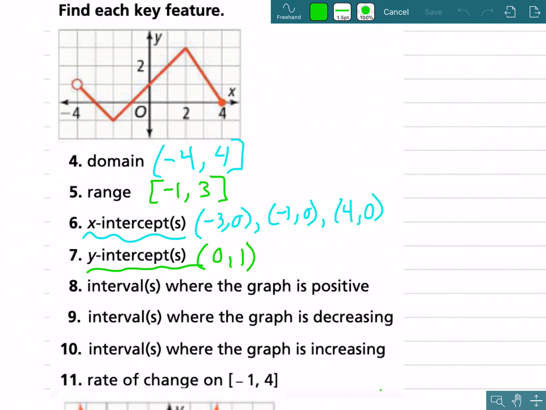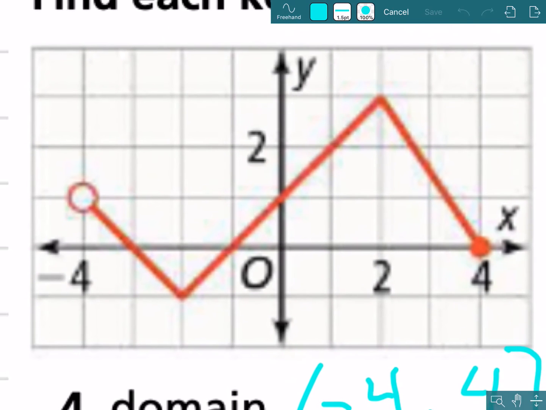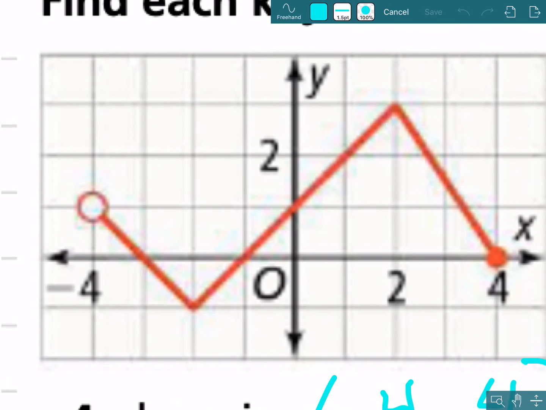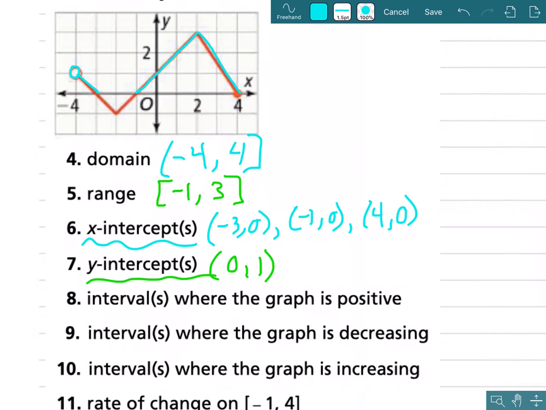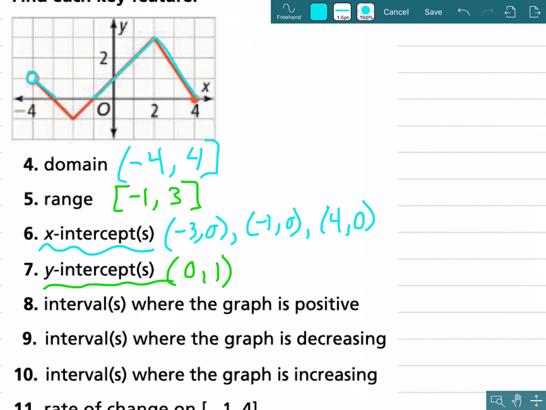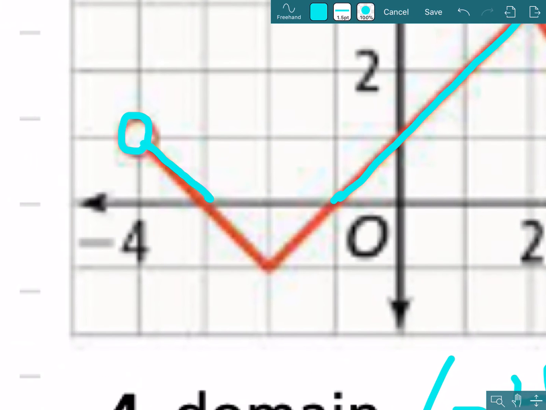So here for number 8, intervals where the graph is positive. So where is my graph positive? Well, if I take a look here at my graph, I'm above the x-axis from here until I get to -3, one of my x-intercepts. From -1, I start getting positive again, all the way up until I reach 4, which again you'll notice are also x-intercepts. So here I only want to describe the inputs. So if I'm looking at my x-axis, it's this part with an open circle.